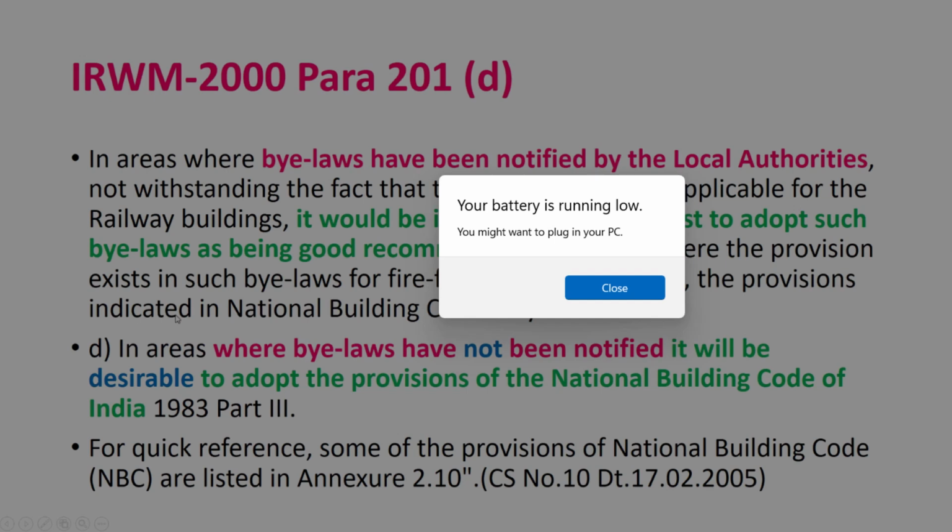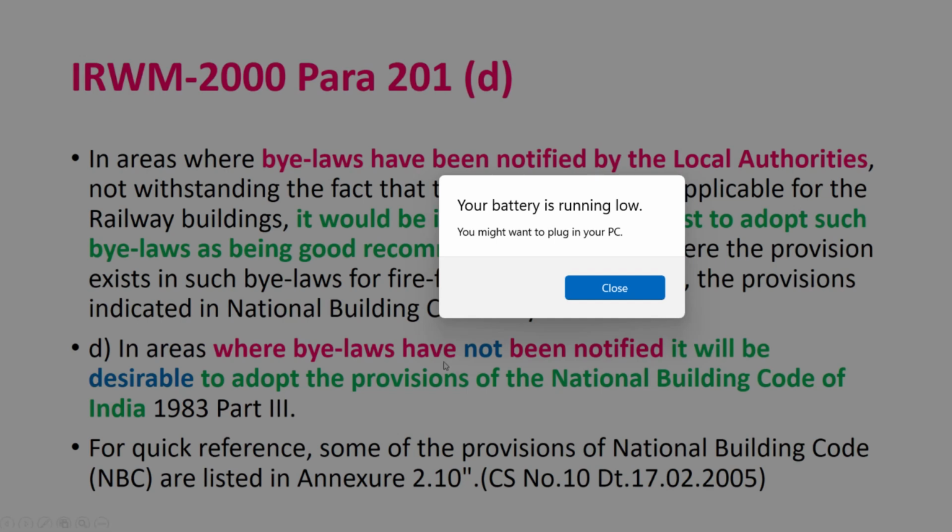So where provisions exist in such bylaws for firefighting arrangements, because many times we may be required to do some type of firefighting arrangement, the provisions indicated in the National Building Code may be followed. So I am trying to relate from the Works Manual provisions why NBC is there in the picture.